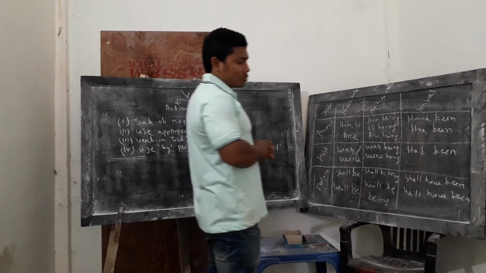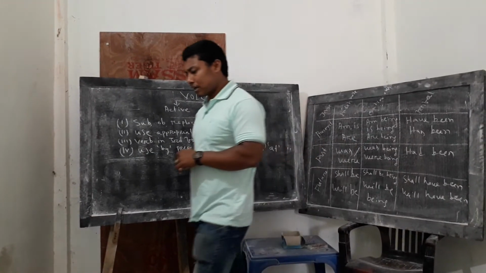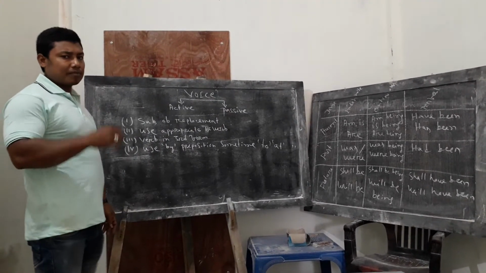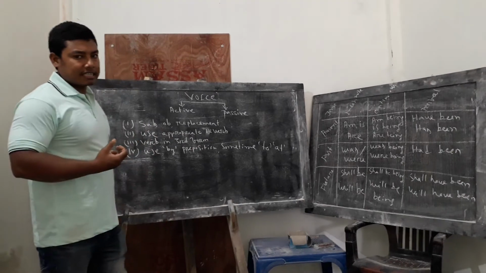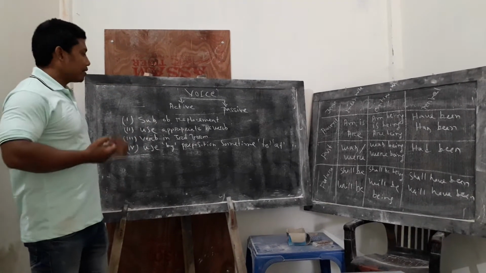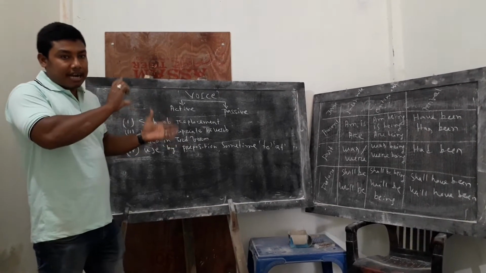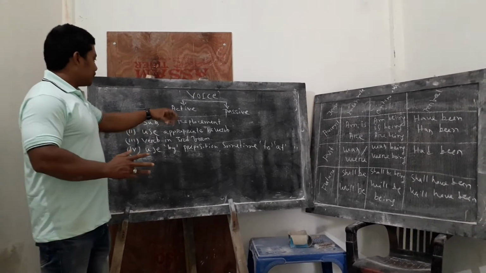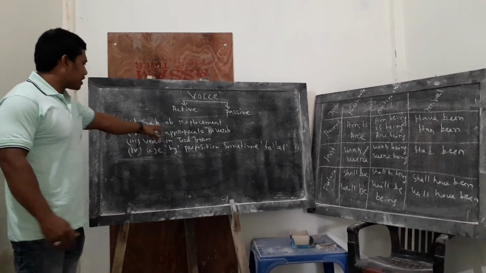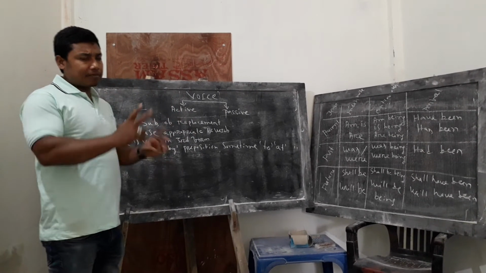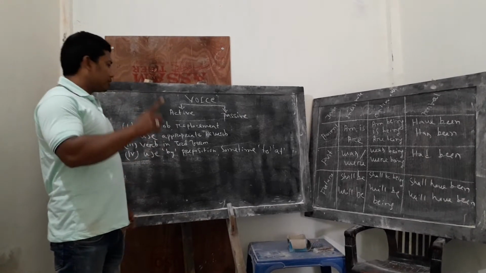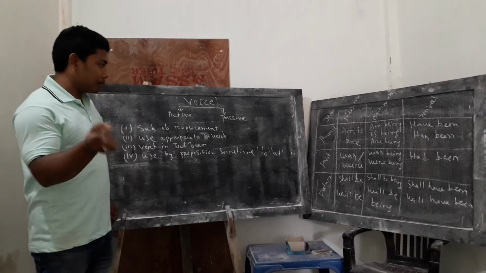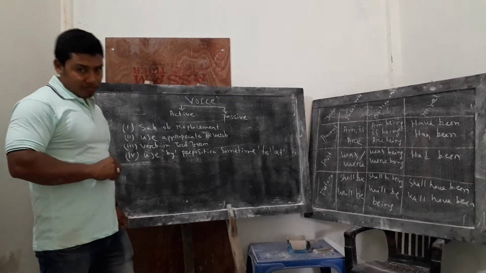When a sentence is given to change a voice from active to passive or passive to active, first of all we have to identify some things: what is the subject of the sentence, what is the object of the sentence, and what is the verb of the sentence. After identifying these parts, we have to implement this formula. The formula is that first of all, subject-object replacement, meaning subject and object are interchangeable. We have to put the subject of active voice in the place of object in passive voice, and the object of active voice in the place of subject in passive voice.